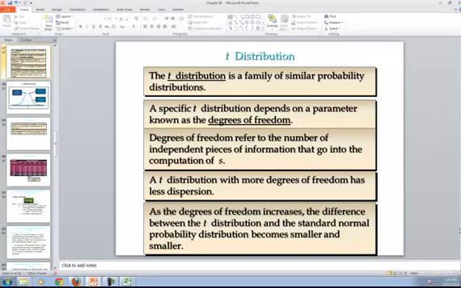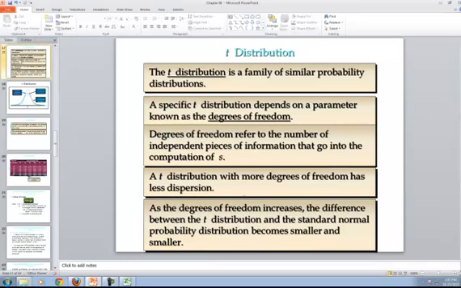Please take a minute to read the description of the t-distribution. The key thing here is that the t-distribution is also a probability distribution. Another important thing to note is that we will have to take into account the so-called degrees of freedom in order to use the t-table which is provided in the textbook. As the degrees of freedom increases, the difference between the t-distribution and the standard normal probability distribution becomes smaller and smaller. And if the degrees of freedom are large enough, we may as well use the standard normal.